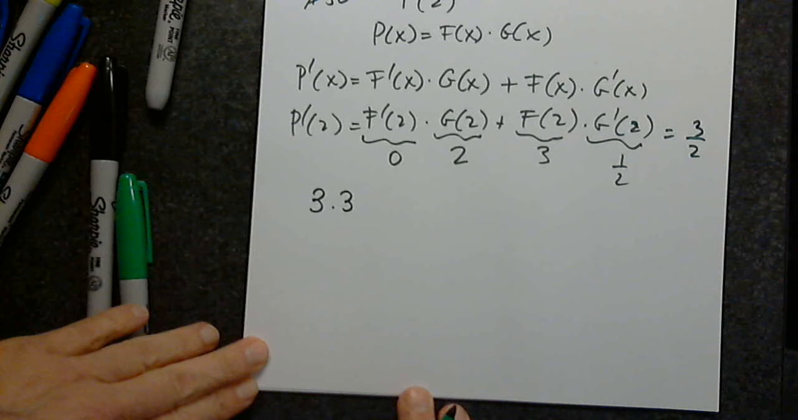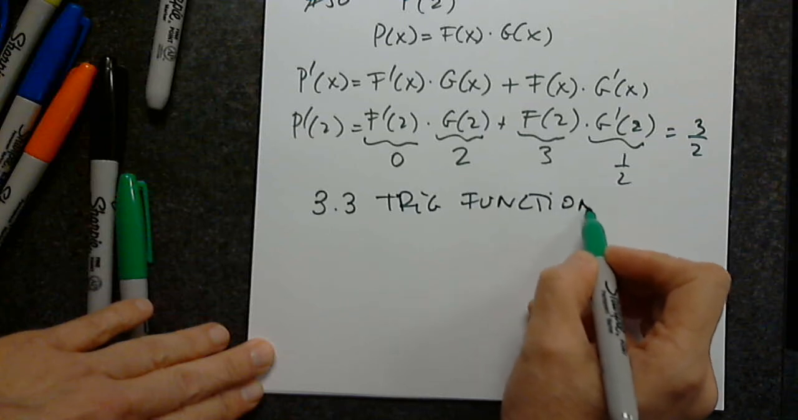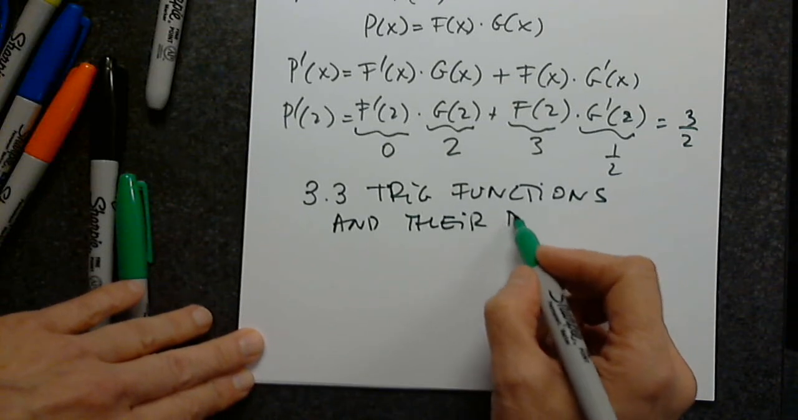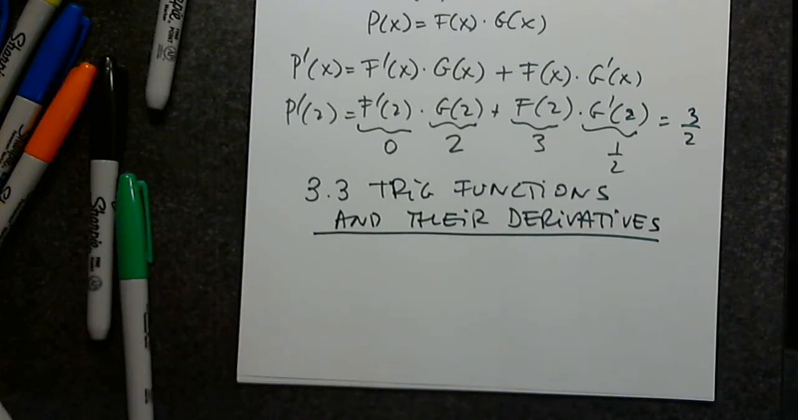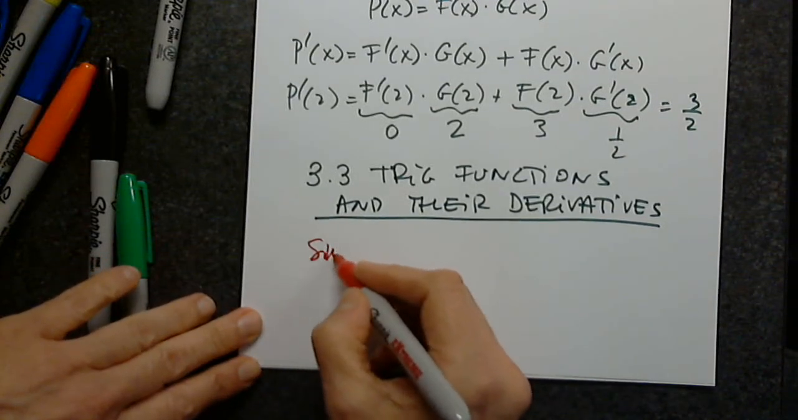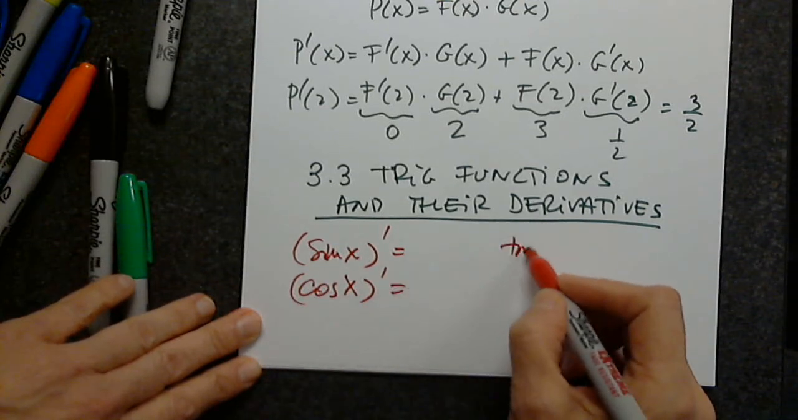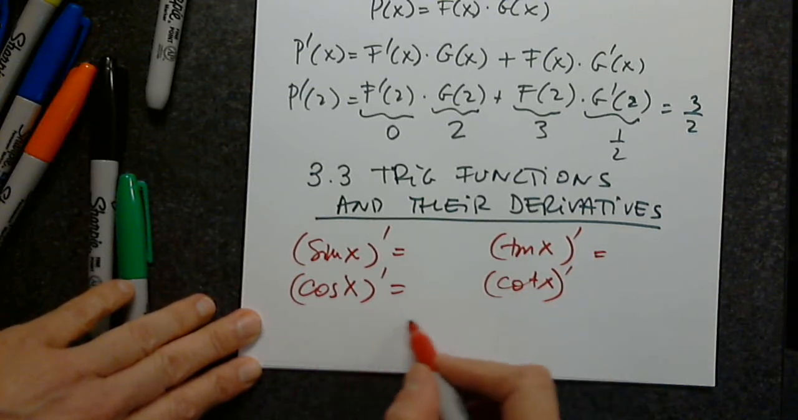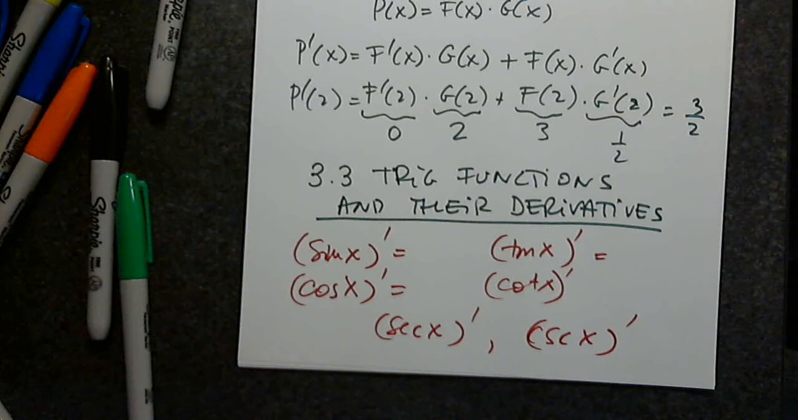3.3. We're going to look at trig functions. So in other words, at this point, we want to remember what sine prime is, what cosine prime is, what tangent prime is, cotangent prime, secant prime, and cosecant prime equal to.